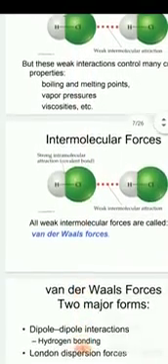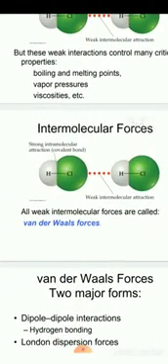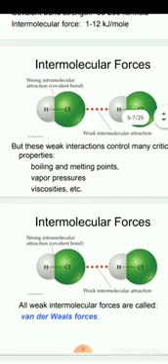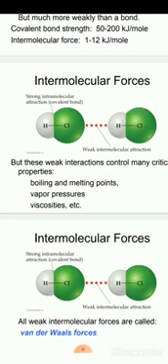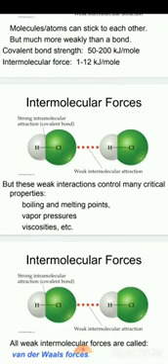One is the van der Waals force. All weak intermolecular forces are called van der Waals forces. This is the compulsory force present in all types of molecules, so remember that van der Waals force is present in all molecules, whether polar or non-polar. These weak interactions control many critical properties like boiling point, vapor pressure, viscosity and surface tension. These properties can be explained by intermolecular forces.